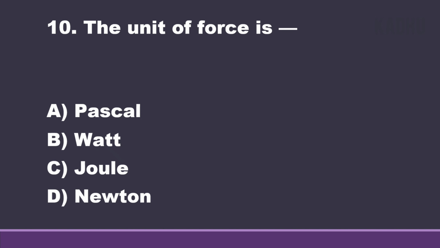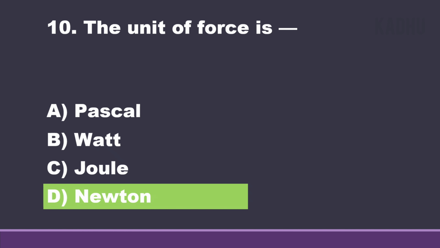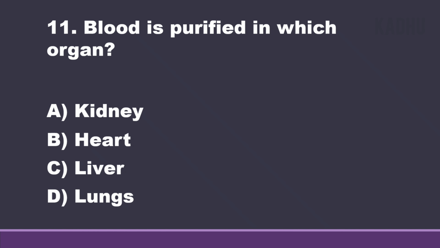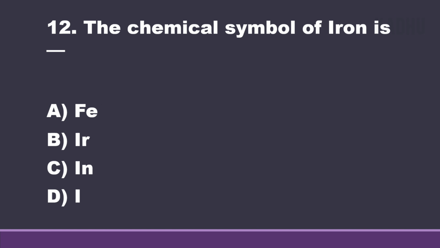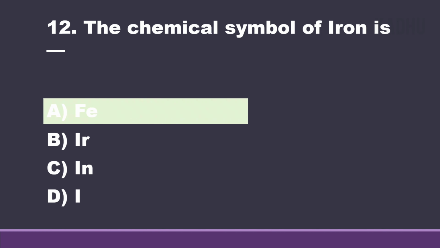The unit of force is blank. So for this question, option D will be the correct answer. Unit of force is Newton. Blood is purified in which organ? So option A will be the correct answer. Blood is purified in the kidney. The chemical symbol of iron is, so option A again will be the correct answer. Fe.